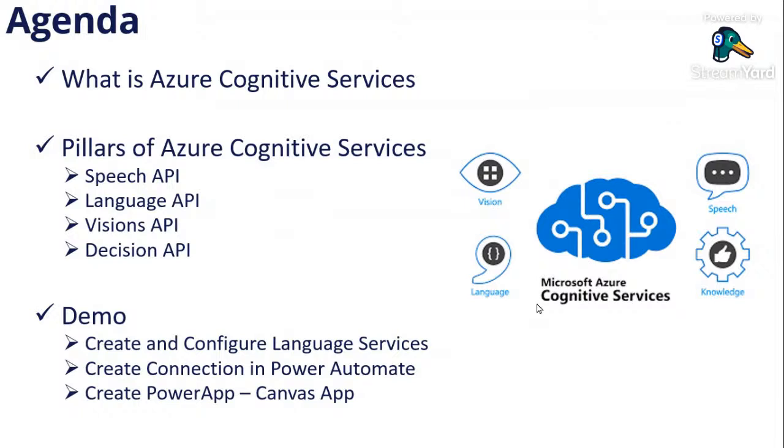So cognitive services is nothing but a REST API and SDK that is provided by Azure Cognitive Services in the space of machine learning services, which you can consume with the help of machine learning. Okay, so it has four different parts in Azure Cognitive Services: one is the speech API, language API, vision API, and decision API.